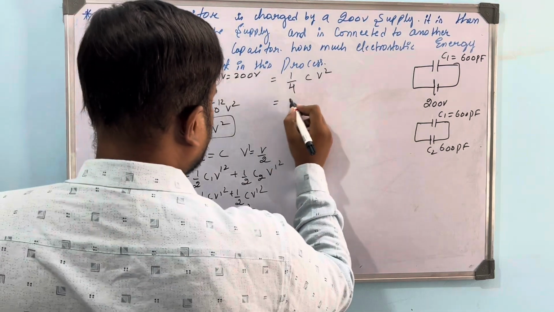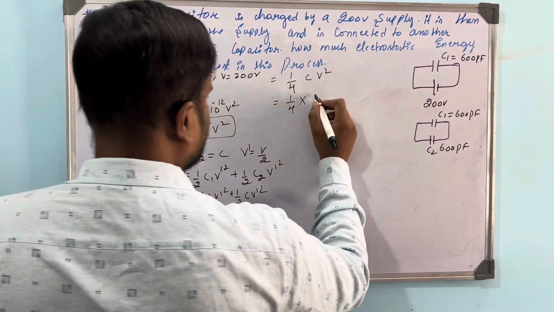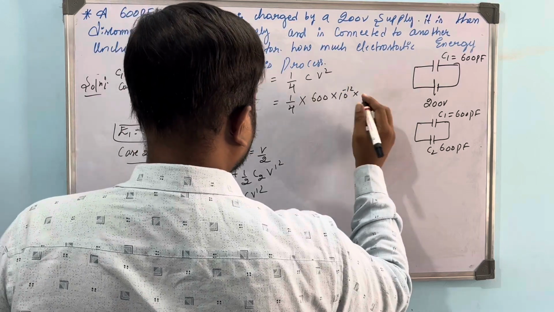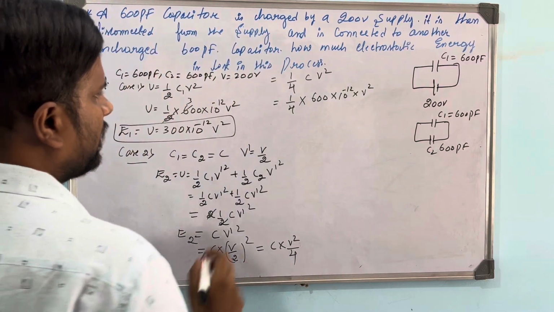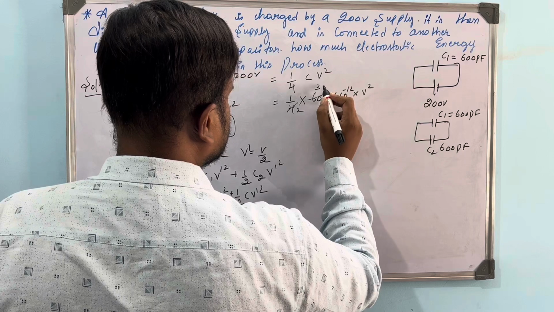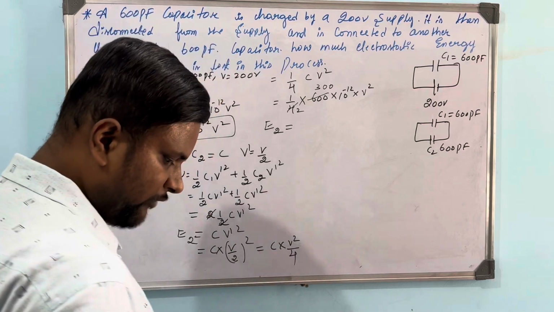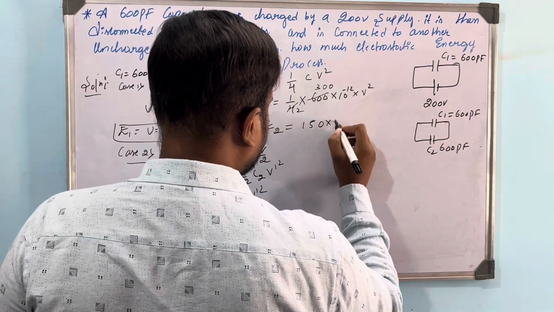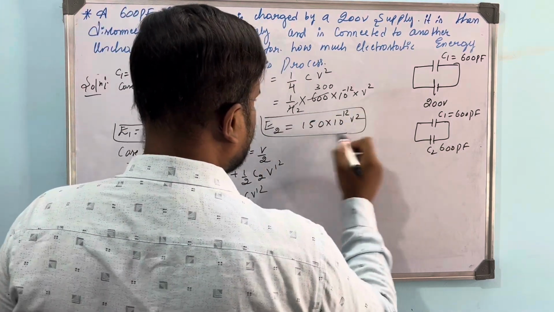So that is equal to 1 divided by 4 into the C value, 600 into 10 to the power of minus 12 into V square. I will substitute V square later. The factors cancel, and finally you get the E2 value as 150 into 10 to the power of minus 12 V square. This is the required E2 value.